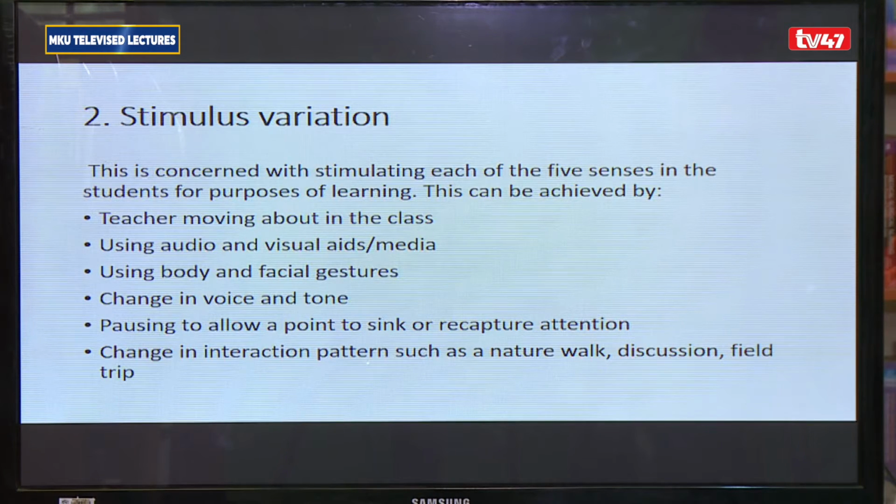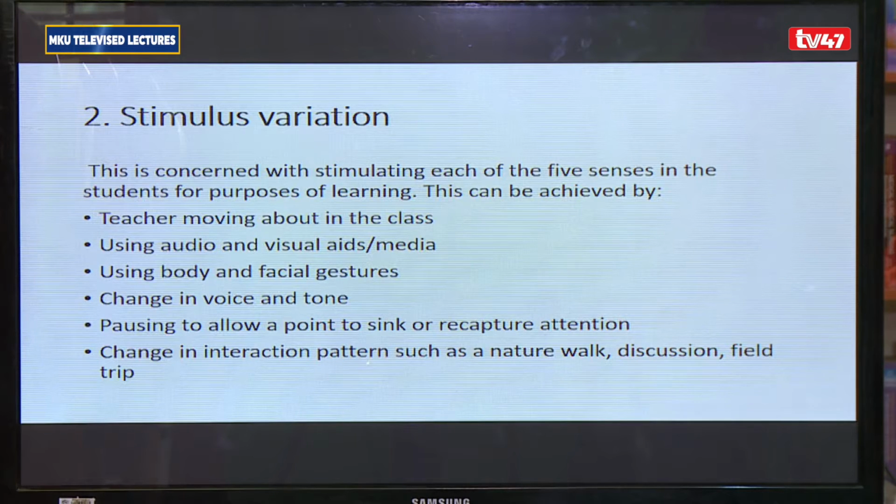Now, when we talk about the 5 common senses, we have the sense of sight, the sense of hearing, the sense of smell, the sense of taste, the sense of touch, and we learn from each one of these senses each day of our life. And the same senses are now used for learning in the classroom, and they need to be stimulated either at the same time or different times. Now, how can you achieve this stimulus variation?